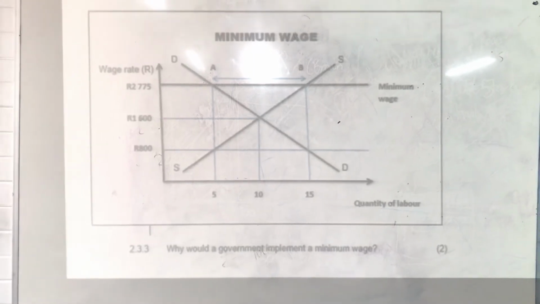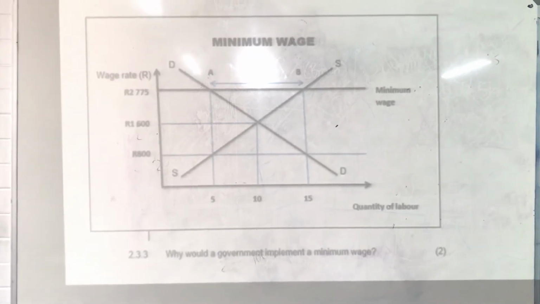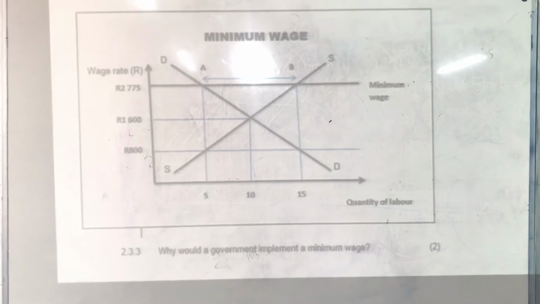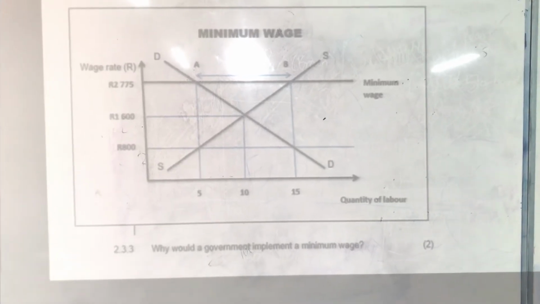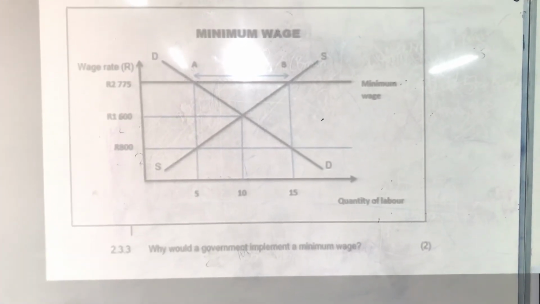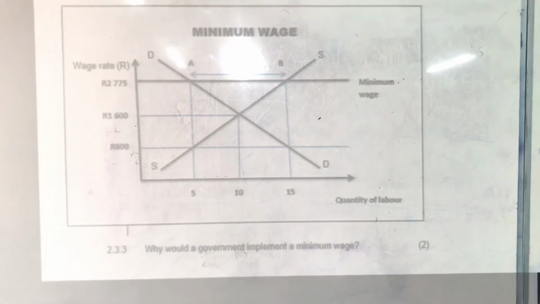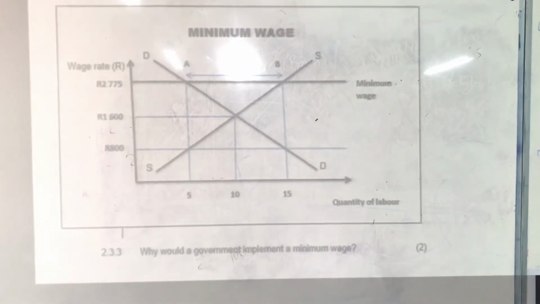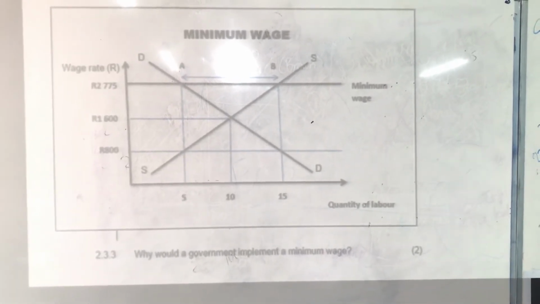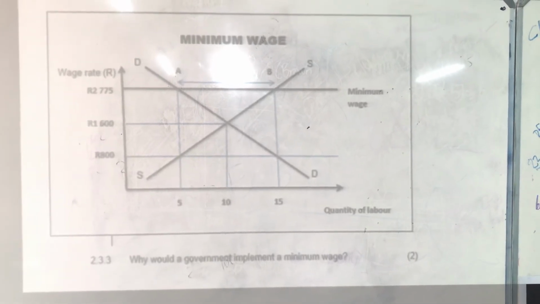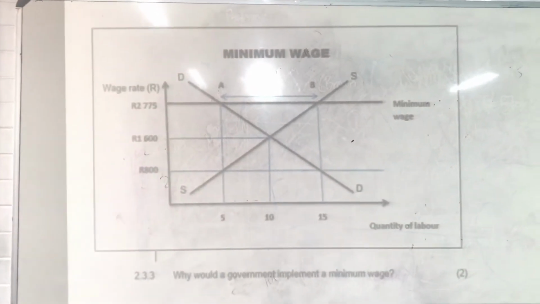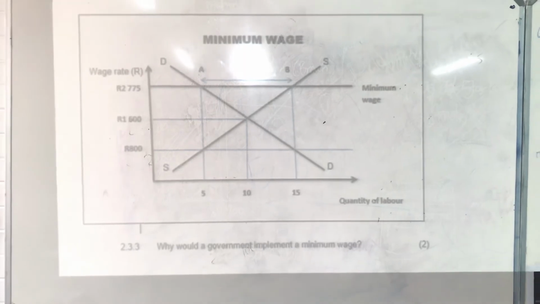So government then comes in and says, well, actually, we're going to implement a minimum wage to make sure that these people can at least afford a decent standard of living, a decent life, come out of poverty. And in order for them to come out of all these things, they need to at least have a certain amount of money that is not less than 2,775 paid to them each month.